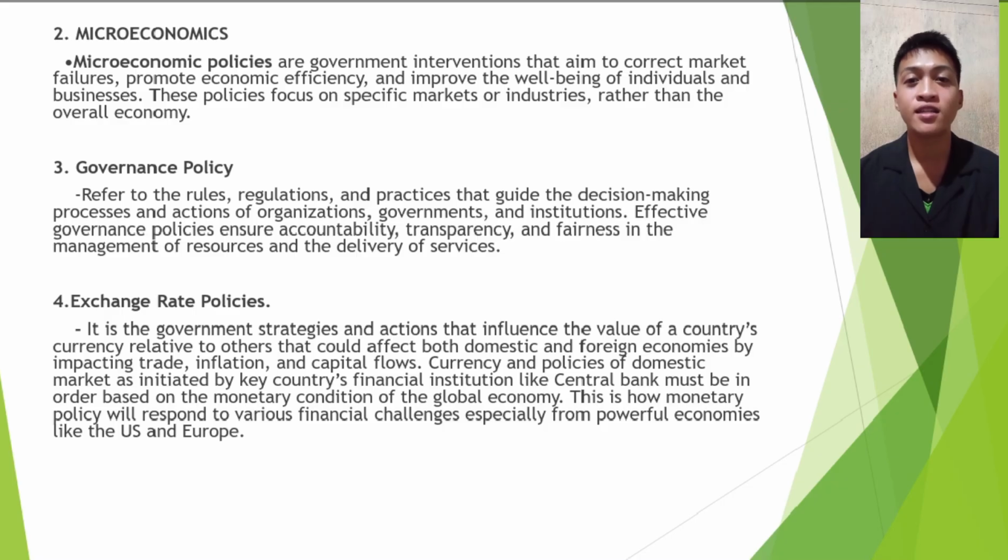The third one is governance policy. Governance policy refers to the rules and practices that guide how organizations and governments make decisions and manage resources. Effective policies in this area ensure honesty, openness, and fairness. For example, a company having a clear set of ethical guidelines for its employees is a form of governance policy. Governments putting in place an anti-corruption commission or making budget details public are also examples.